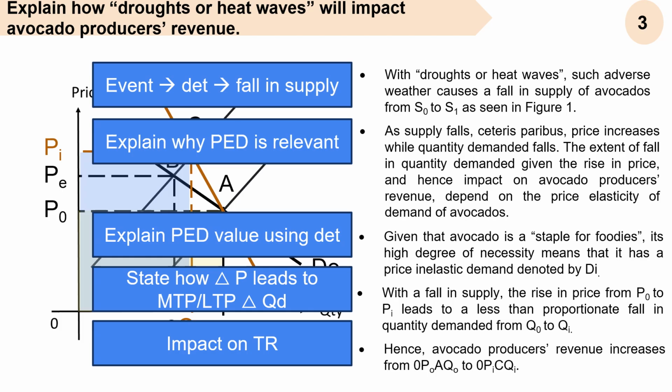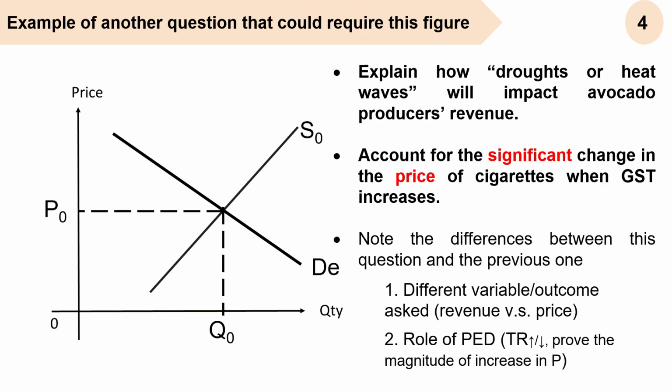Then I move on. If you look at the bottom of your page 3 or turn to your page 4, there is an additional question that was included for you, which is: account for the significant changes in the price of cigarettes when GST increases. It's right at the bottom of page 3. Then in page 4, they ask you to note the differences between this question and the previous one, which is the drought question that we just went through.